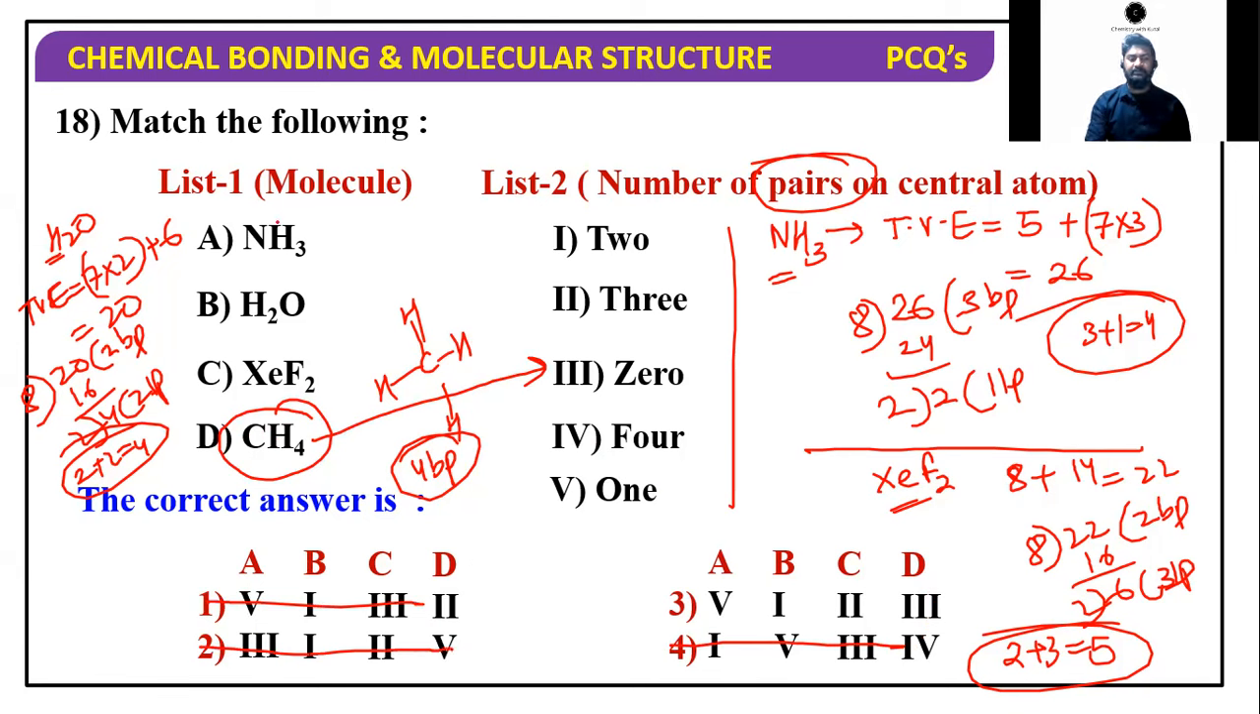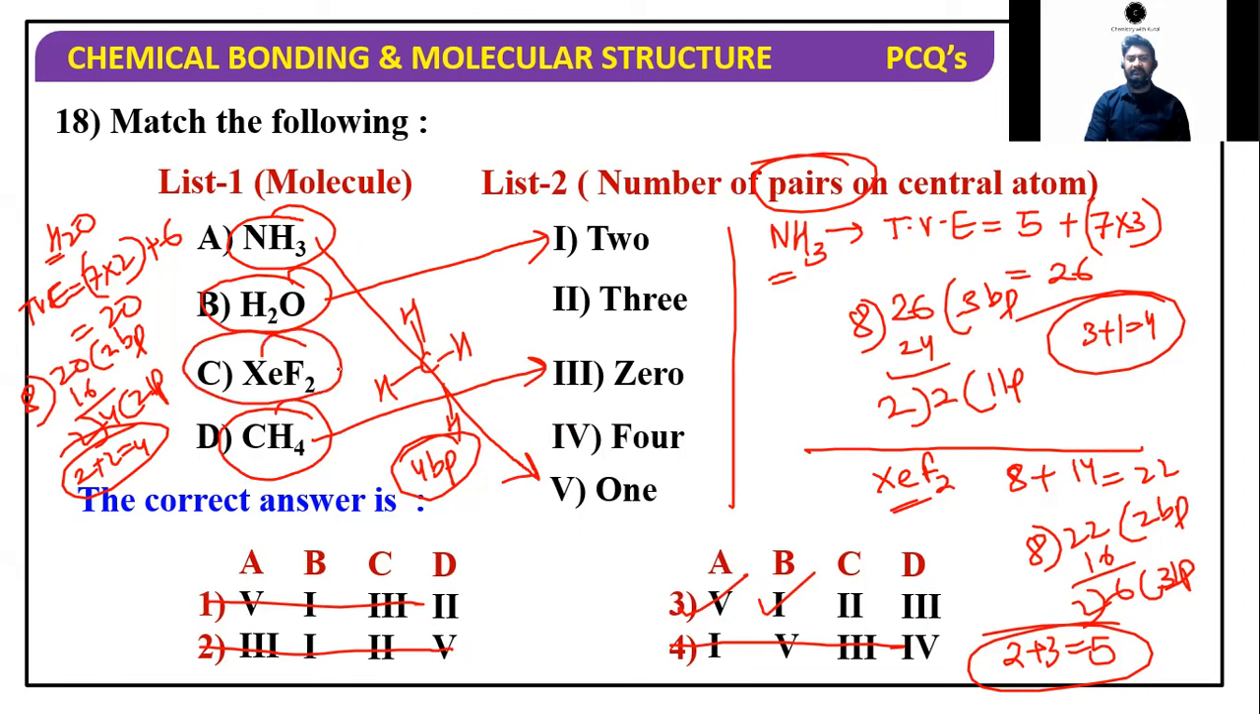I can check the other ones also. Ammonia has how many lone pairs? 1. So A5. Then B, water has how many lone pairs? 2. So B1. Even this is correct. C is XeF2. How many lone pairs does it have? 3. Even this is correct. So the answer is option number 3. See, that's how we do it. So they are asking number of lone pairs.